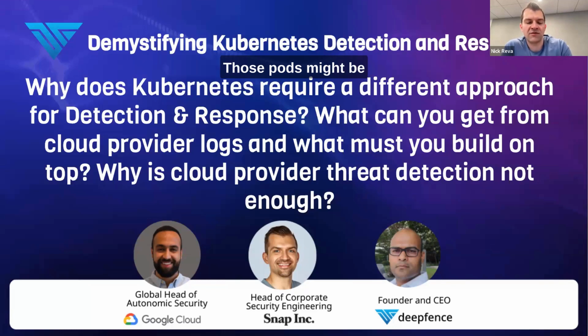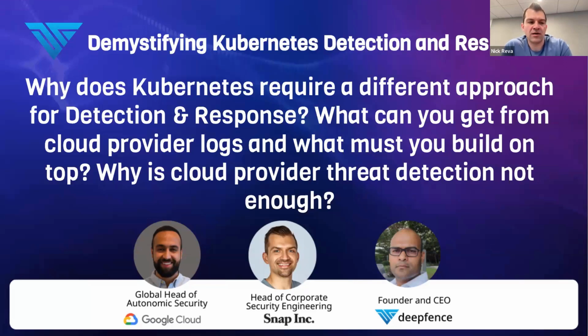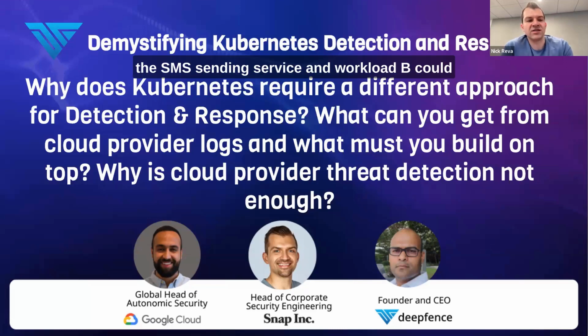Those pods might be doing different functionalities, right? You may have a multi-tenant cluster where workload A could have 4 pods for the SMS sending service, and workload B could have 16 more pods for an authentication service, and they could be multi-tenant in that cluster. That's possible, right? That's how some companies do it. Not all companies have single tenant Kubernetes.